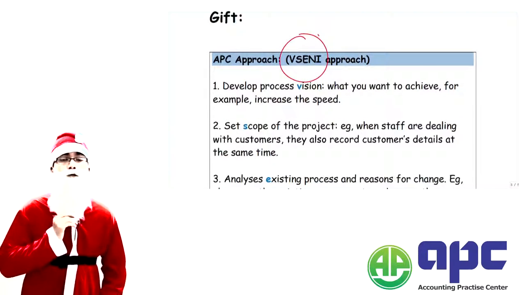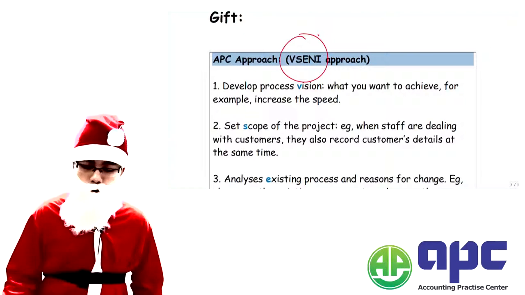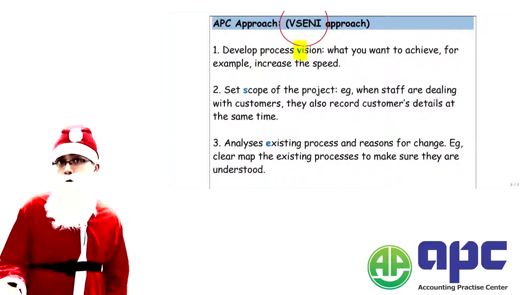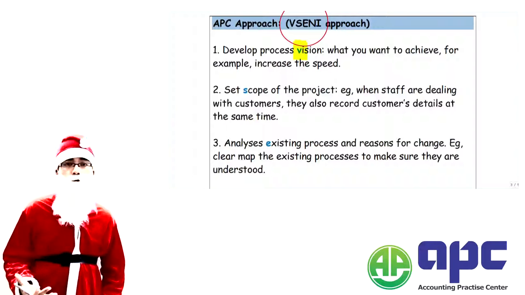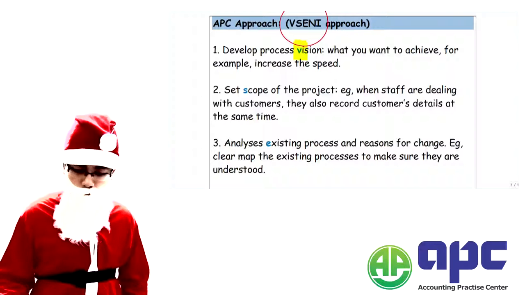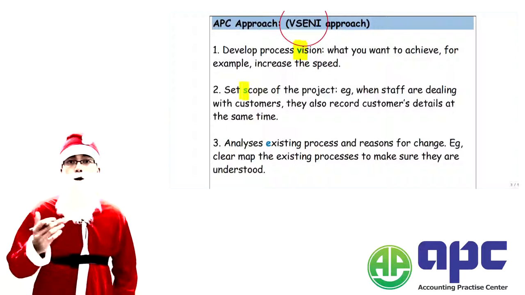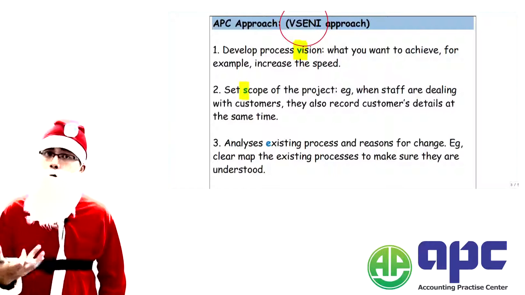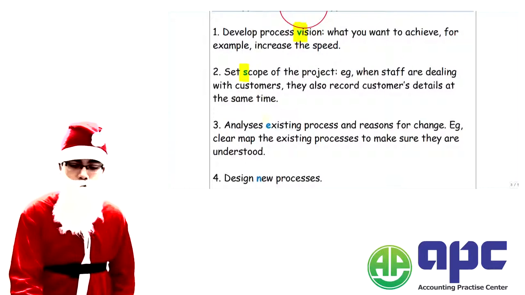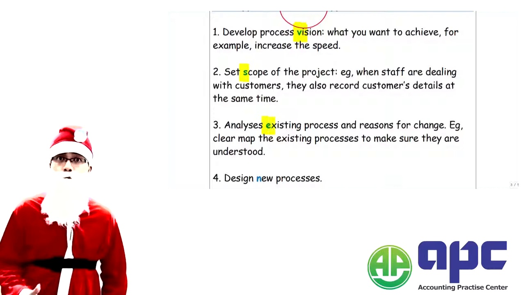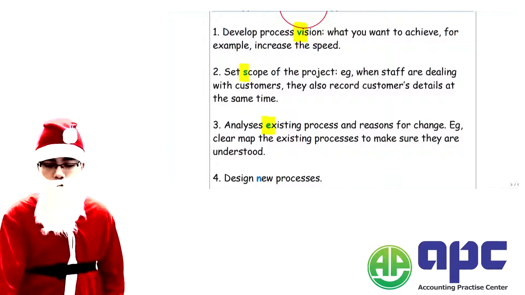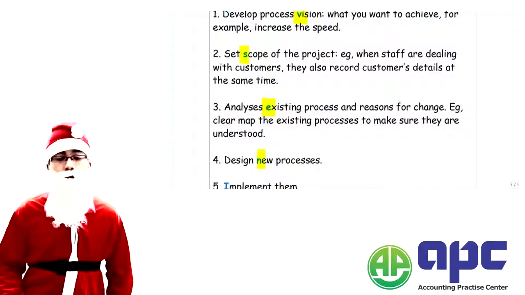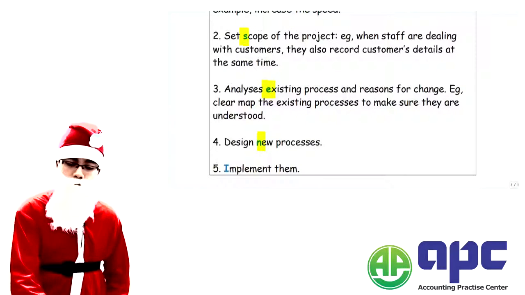It's called VSANDI. The first V stands for: you first define the vision, which means what you are going to achieve, for example, increase the efficiency, reduce the waste. Secondly, you determine the scope of the project, for example, how many staff will be affected by a new proposal. Then you analyze the existing process to identify any problems that have occurred, so you can eliminate them in the future. Then decide the new process in order to arrive at the final vision. And finally, you implement it.